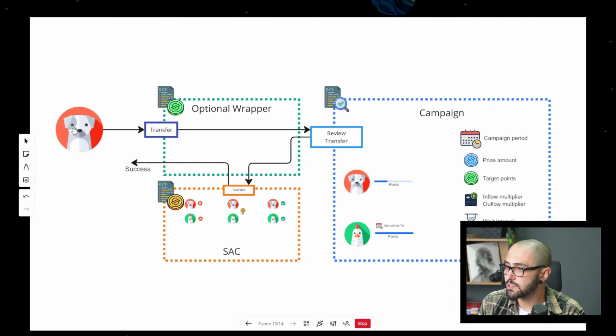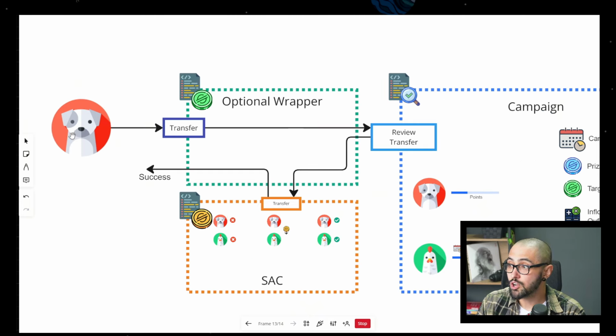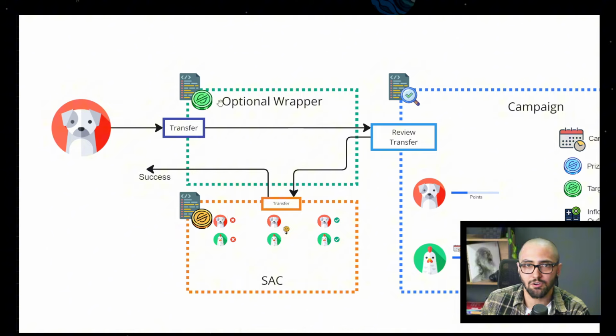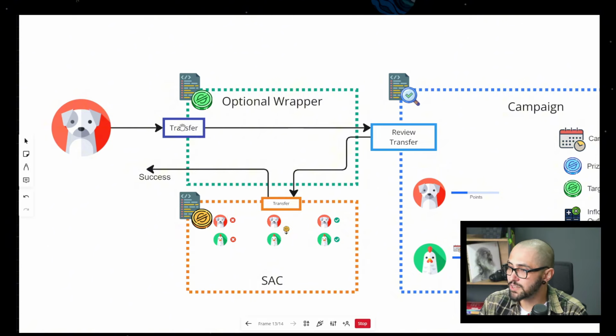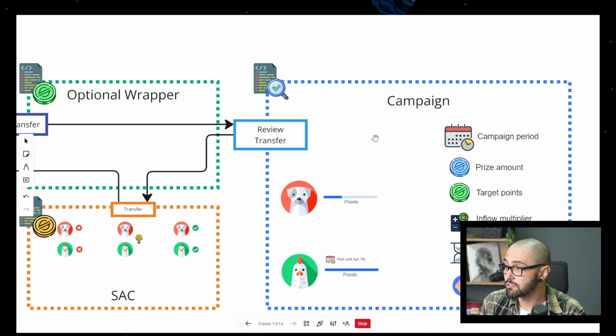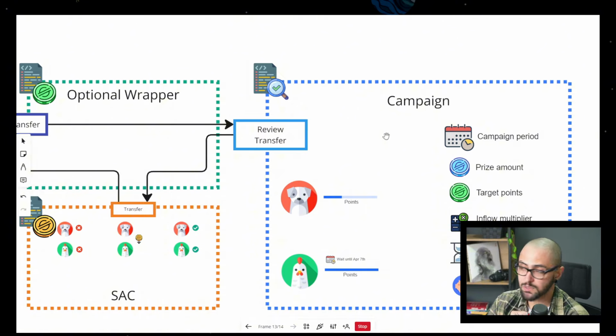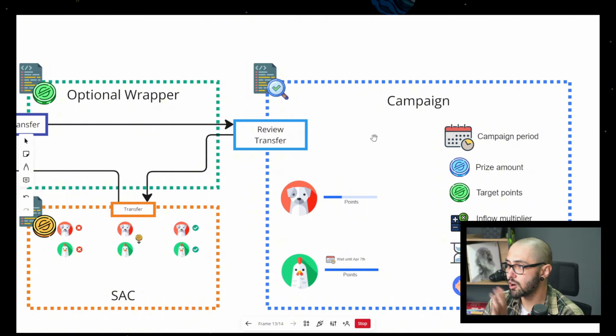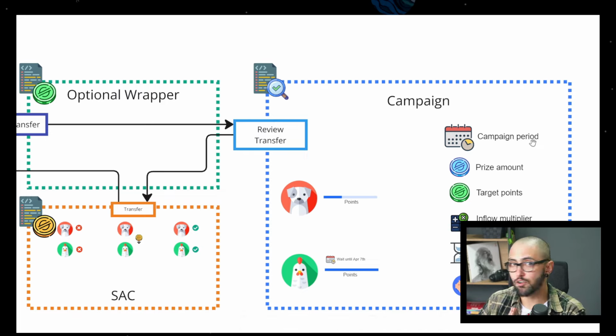The way it's going to look is, let's say our friendly dog here is going to make a transfer. He's going to use the optional wrapper because he wants to participate in the campaign. Who wouldn't, right? So he's going to trigger the transfer, and the transfer will be redirected to the asset controller. In this case, it is the campaign controller. So the campaign controller will verify its own rules. Different from the enforced approach we did with the probation, here we have other parameters. First, we have a campaign period, which is a global parameter for the whole campaign. Let's say the campaign is valid for 3 months.